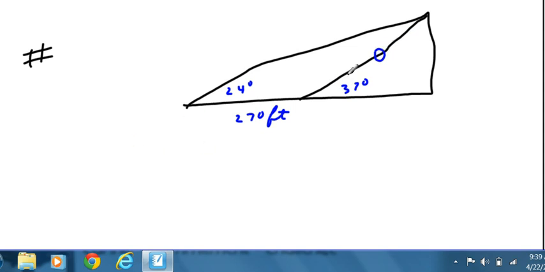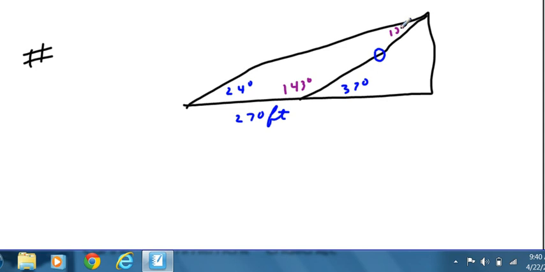Wouldn't it be cool to know that side? Okay, so if this is 37, that's 37. What's over there? So 180 minus 37 gives us 143. If this is 143, what's this angle up there? Alright, so 180 minus 143 minus 24, that's 13 degrees up there.